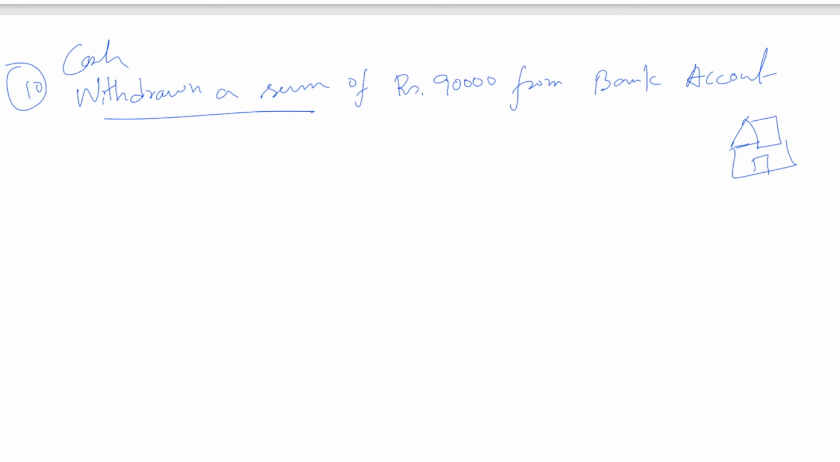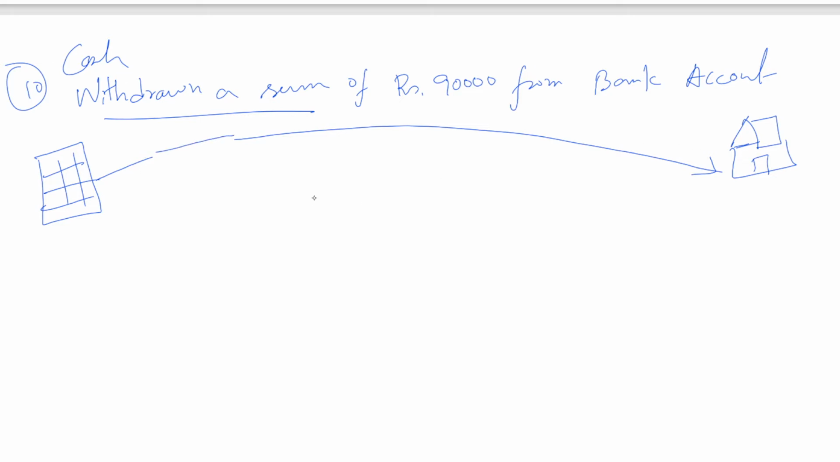So whenever we withdraw any amount from the bank account for the business, it will be just the reverse entry of the cash deposit. When we deposit, we write bank account debit to cash. So here we are withdrawing, which means from the bank, cash amount will be going into our business. So cash will be increasing in the business.